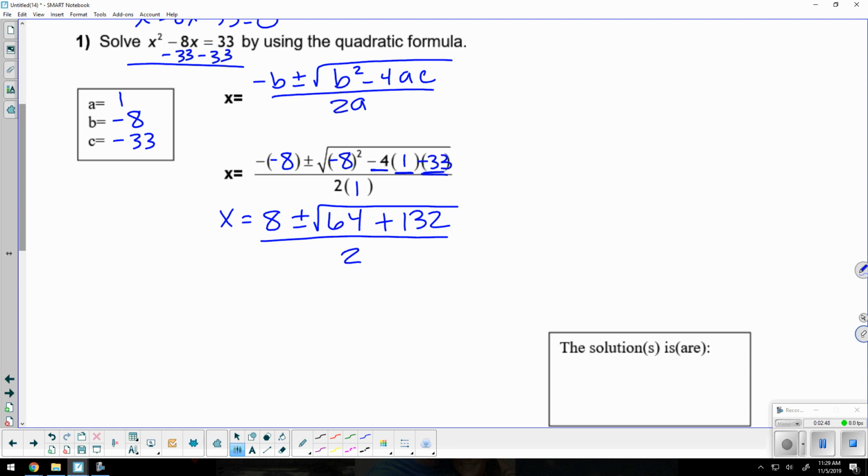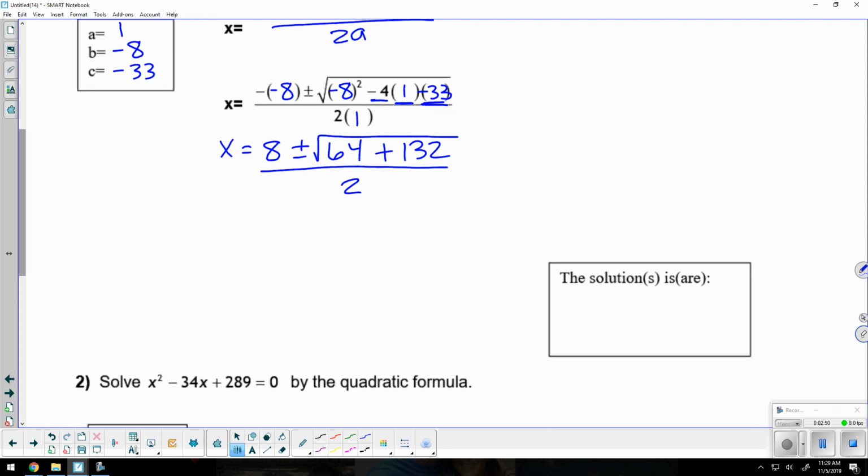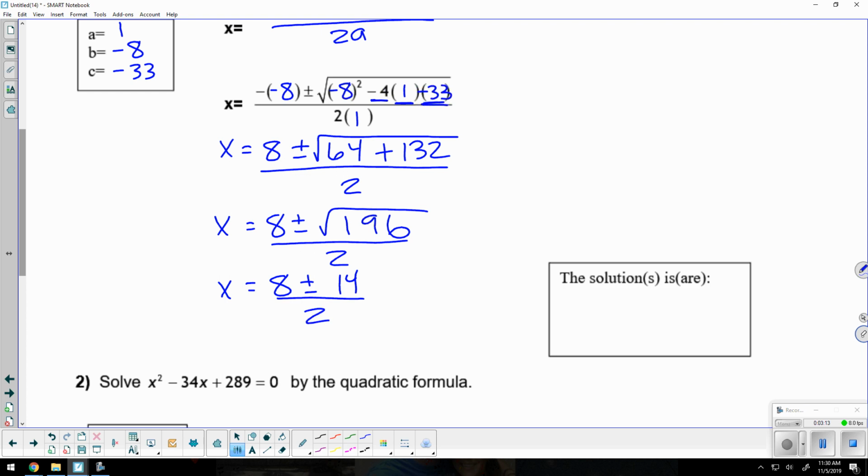On our next line, I would add underneath the radical. 64 plus 132 is 196, all over 2. Next, take the square root of 196. If you can, simplify the radical. What number times itself is 196? That'd be 14.